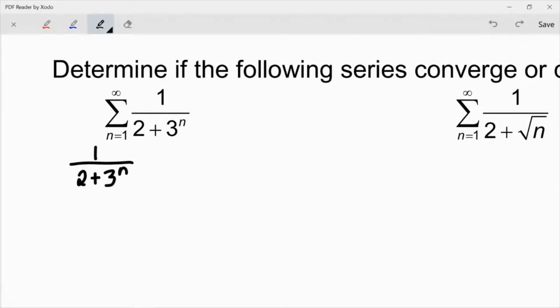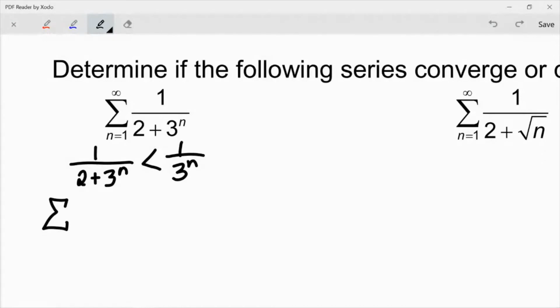So 1 over 2 plus 3 to the n and 1 over 3 to the n. And now let's think about which one of those rules would result in larger values, for the same corresponding n value. Since there's a 2 here, that's always going to make the denominator on the 1 over 2 plus 3 to the n a little bit bigger, which means the value will be a little bit smaller. So 1 over 3 to the n is always going to be bigger than 1 over 2 plus 3 to the n.